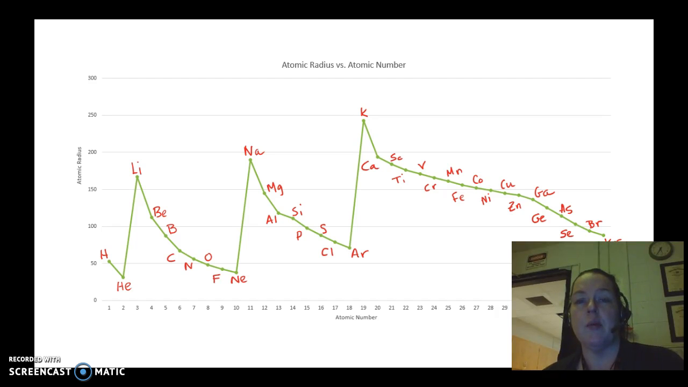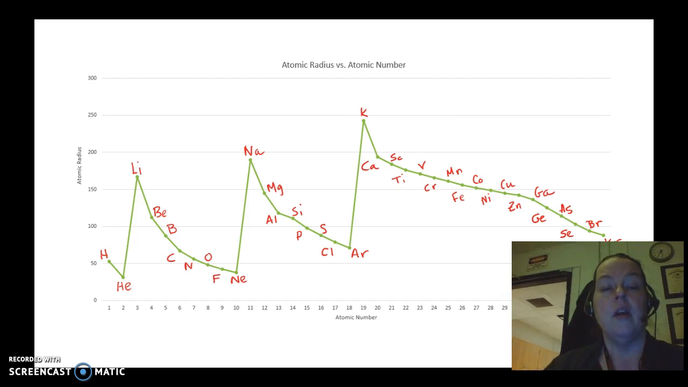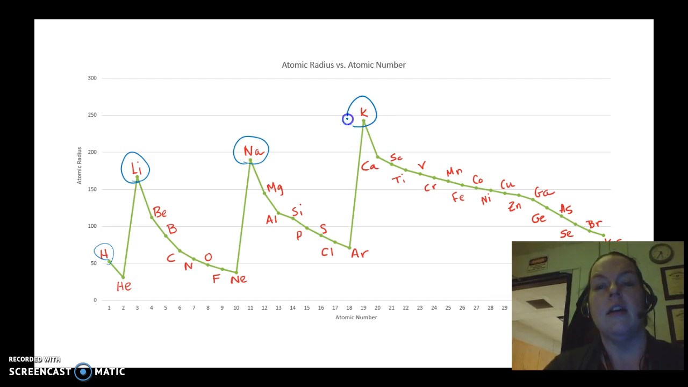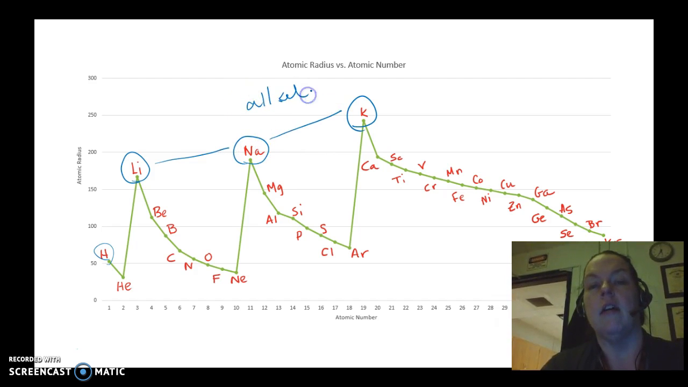The next graph is atomic radius versus atomic number. Here's what the graph should look like based upon my Excel file. So we can see H is the highest one here, Li is the highest here, Na is the highest here, K is the highest here. Well, we know something about these three elements. These three elements are alkali metals. Sorry, my writing ended up looking a little crazy. That should be a K right there.